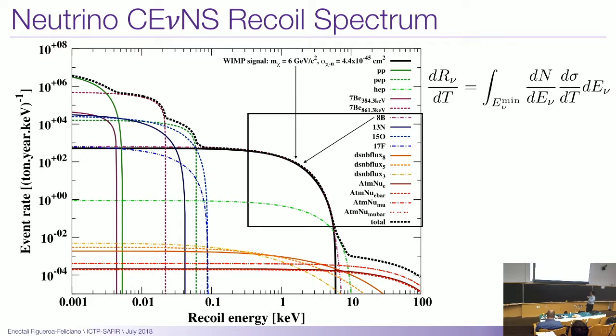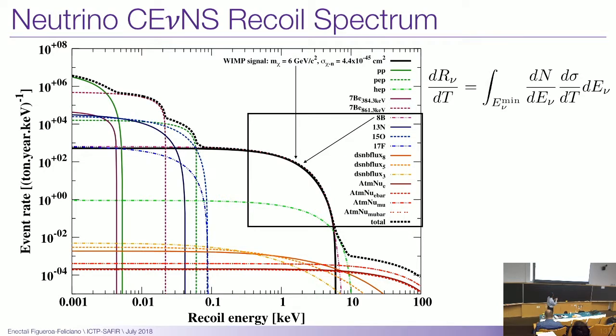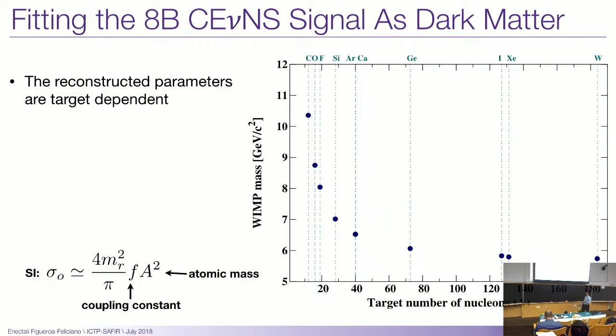And you would be seeing the signal from neutrinos. If you didn't know that solar neutrinos existed, you would say, aha, I'm looking at a dark matter signal, and I'm going to find out what dark matter mass and cross-section that corresponds to. I already told you that that's a mass of 6 GeV and a cross-section of 10 to the minus 45, but that is dependent on my target. So if I change my target, I'm going to reconstruct that neutrino signal as a different type of dark matter.